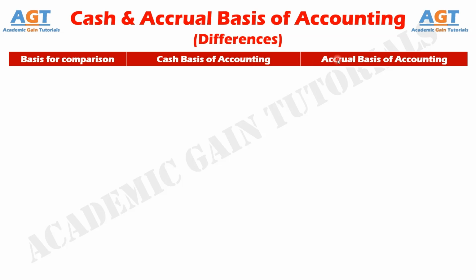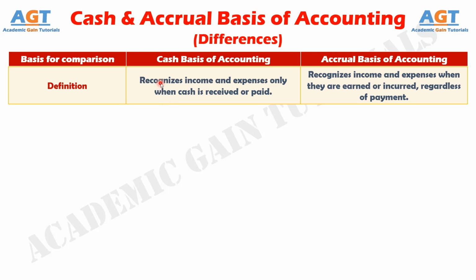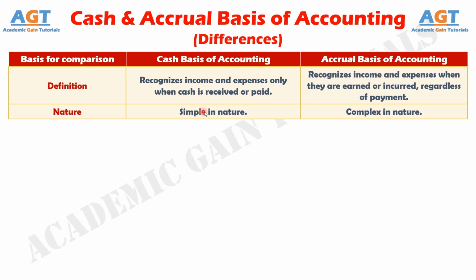So, let's look into the basic differences between cash basis and accrual basis of accounting in a tabular form. Difference number 1. The cash basis of accounting recognizes income and expenses only when cash is received or paid, whereas the accrual basis recognizes them when they are earned or incurred. Number 2. Cash basis accounting is simple in nature, whereas accrual basis accounting is more complex.